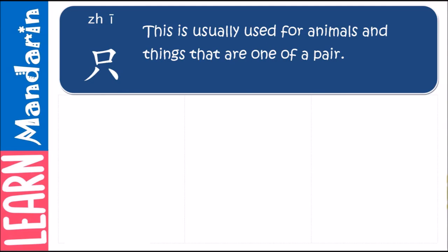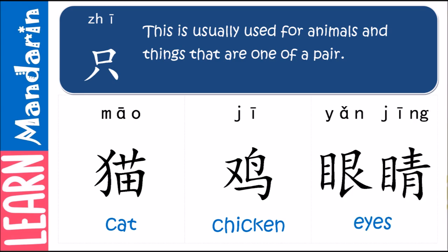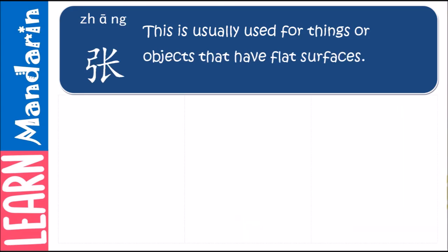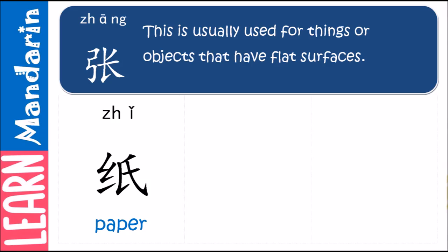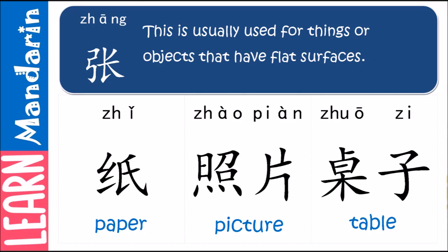只 is a measure word that is usually used for animals and things that are one of a pair. Examples of nouns that are commonly paired with the measure word 只 are 猫、鸡, and 眼睛. The measure word 张 is usually used for things or objects that have flat surfaces. Examples of nouns that are commonly paired with the measure word 张 are 纸、照片, and 桌子.